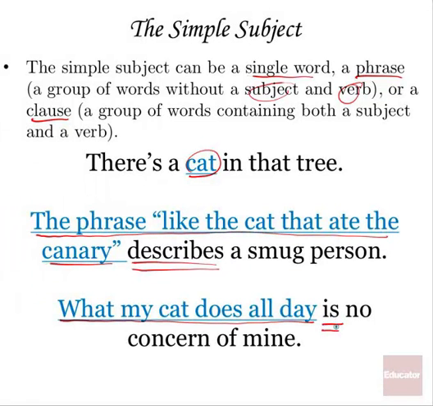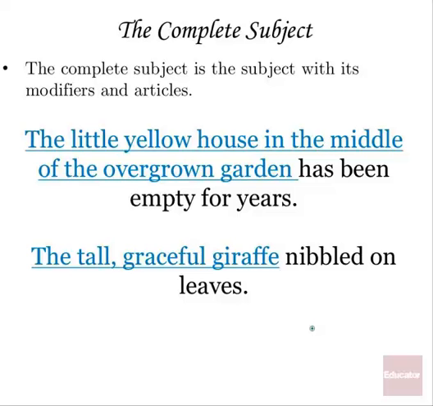And is our verb. It is no concern of mine. So what my cat does all day is a clause. It's a chunk by itself. It's a simple subject. There are no modifiers that we can eliminate. Now, the complete subject, as you might have guessed, is the subject with its modifiers and articles.